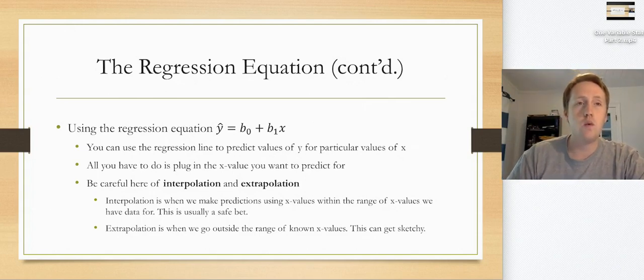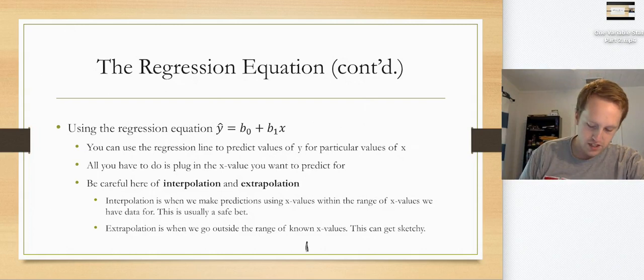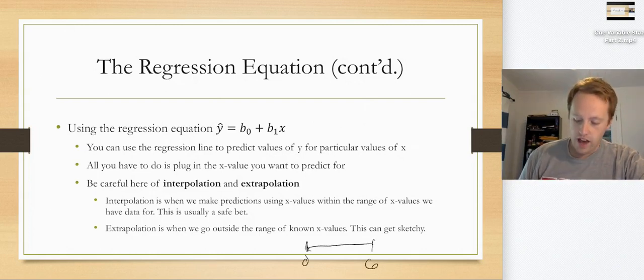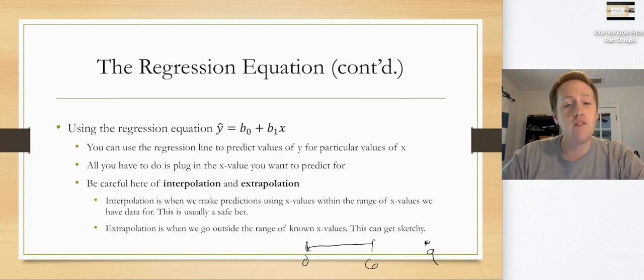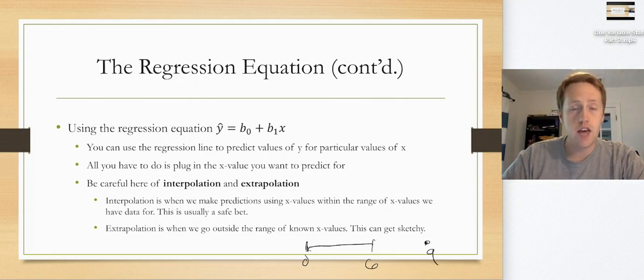Extrapolation is when, if our data set goes from, say, 0 to 6, those are the x values that we know about. If I use x equals 9 in my regression equation, that's outside of the interval of known x values. So that's a little sketchy. You might want to avoid that. And if you do use that, then you need to be cautious with the result.